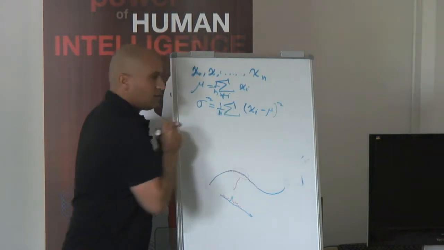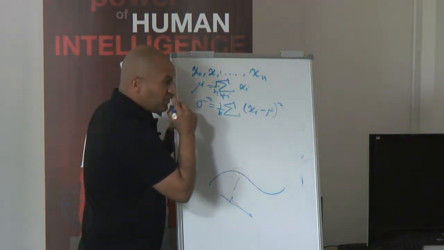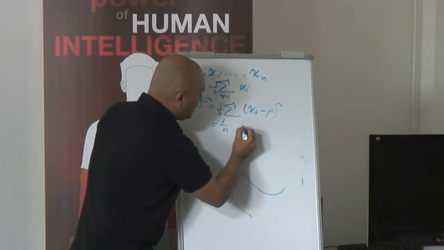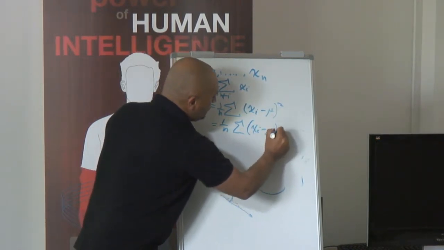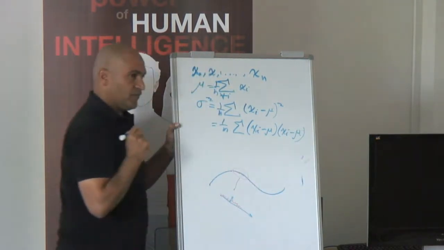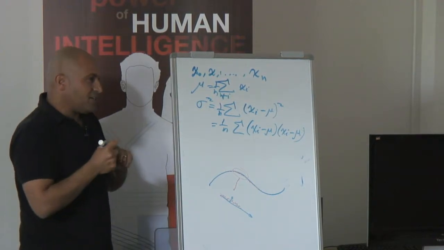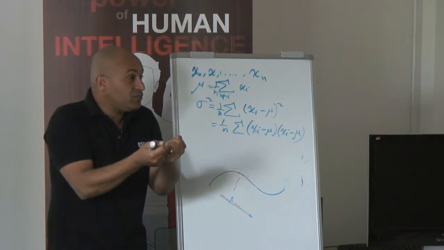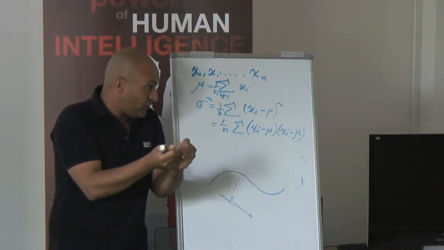This is the variance. Now, if you think about it, this is 1 divided by n, sum of xi minus mu multiplied by xi minus mu. This is called a variance. Now, why is it a variance? Because it's the relation between a point and itself. This is what we call a variance.